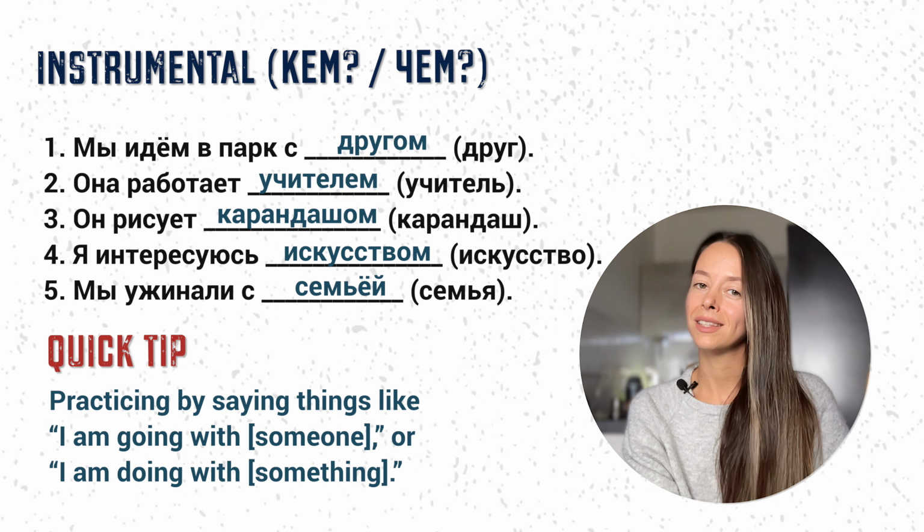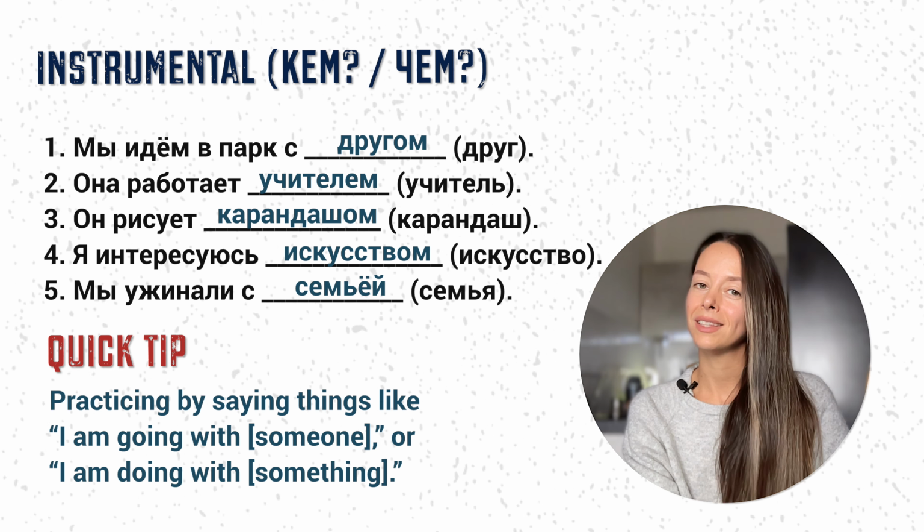Lastly, we have the prepositional case. This case is always used after prepositions, and the prepositions which govern this case are о, which means about, в, in, на, on. So the prepositional case is used to talk about location after the prepositions в or на, as well as after the preposition о, which means about. So expressing actions like I'm thinking about, I'm dreaming about, I am talking about, and so on. For example, я думаю о книге. I'm thinking about the book. О чем? О книге. Here книга is in the prepositional case.